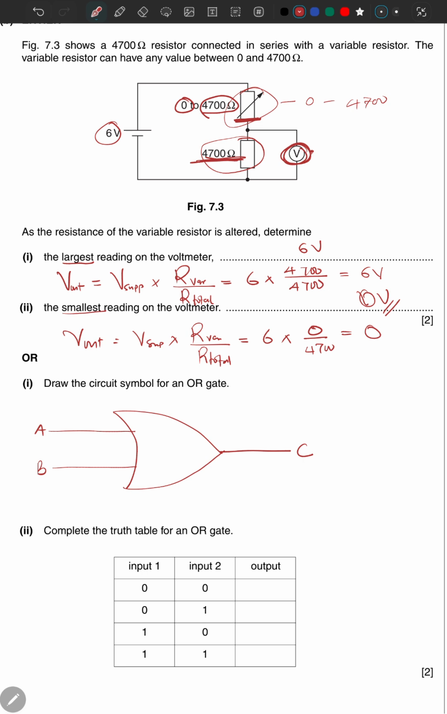Complete the truth table for the OR gate. Now, the OR gate states that when A or B is on, the output C is on. But when both are off, the output is also off. When one of them is on, the output is also on. Even when both of them are high, the output is high. That's about the OR gate mainly.